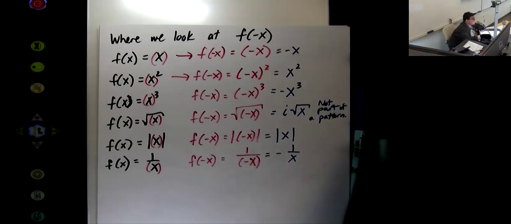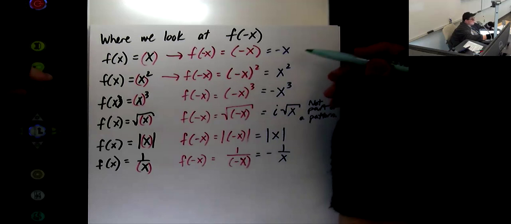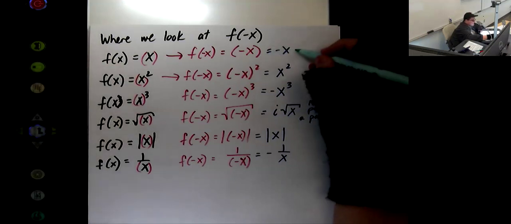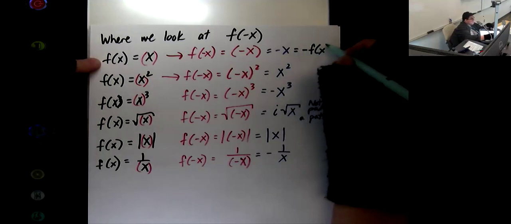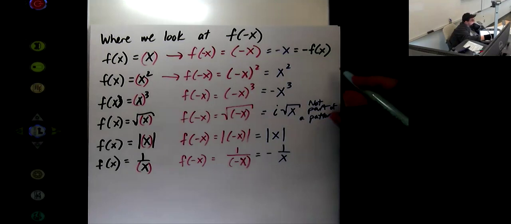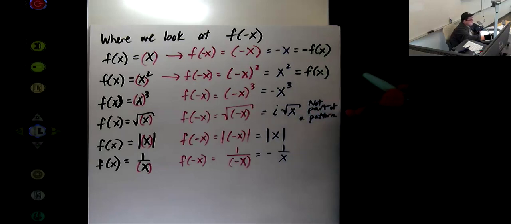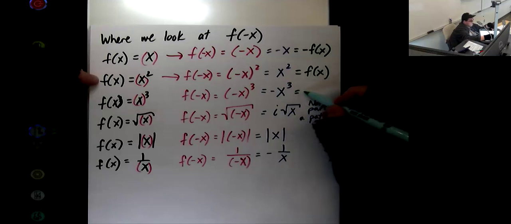You ready for more? Where does this matter? What we want to do is compare this to the original f of x. So if I stick in negative x, this one looks like f of x, but there's a minus sign, so it kind of looks like negative f of x. This one just looks like f of x again. So sticking in negative x didn't change it, right? We're back to the original. This one looks like negative f of x.